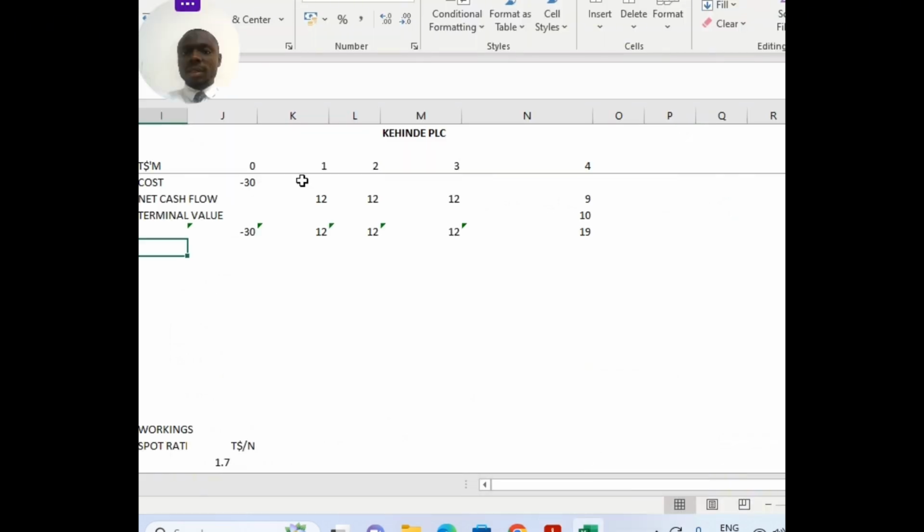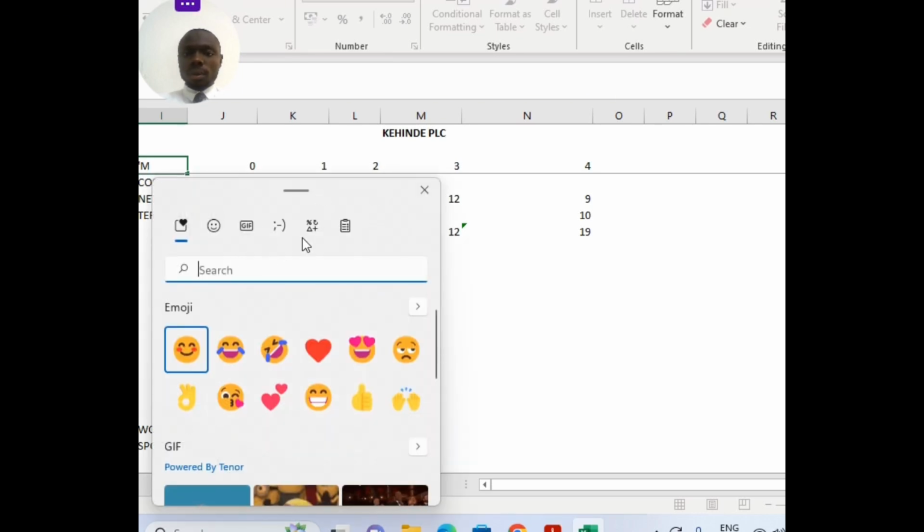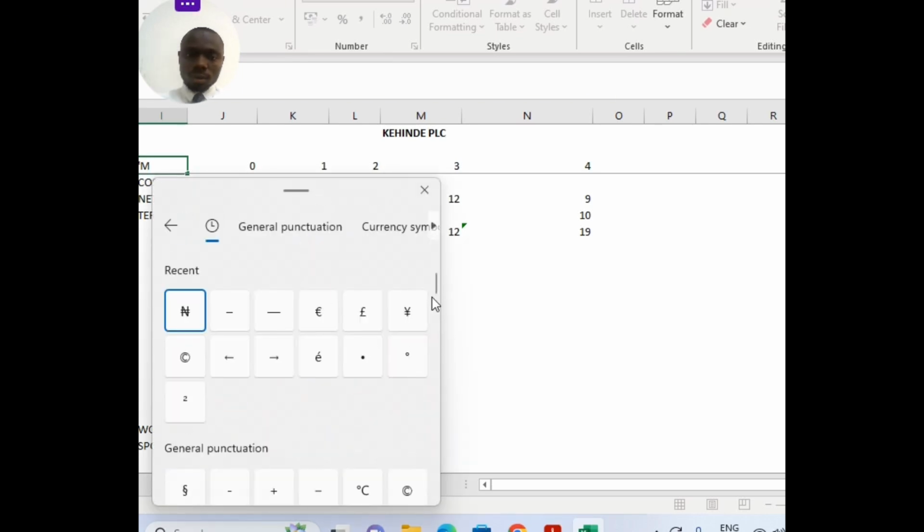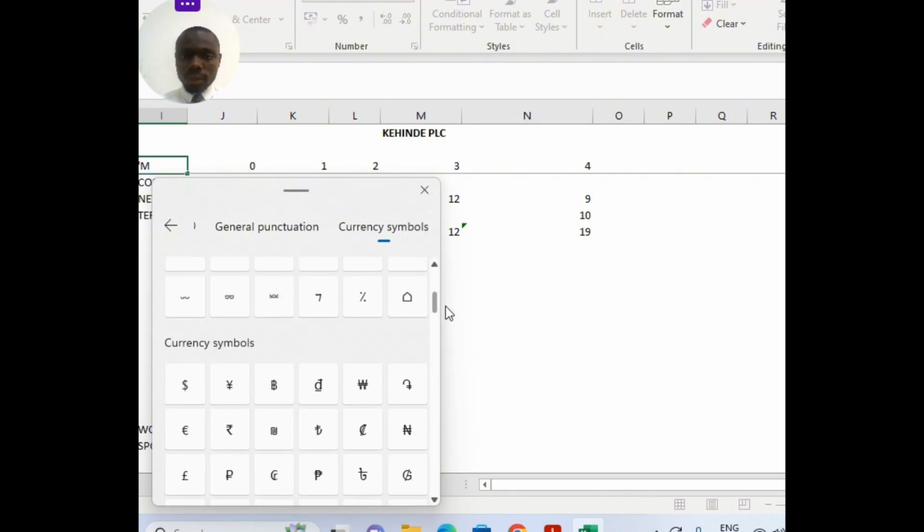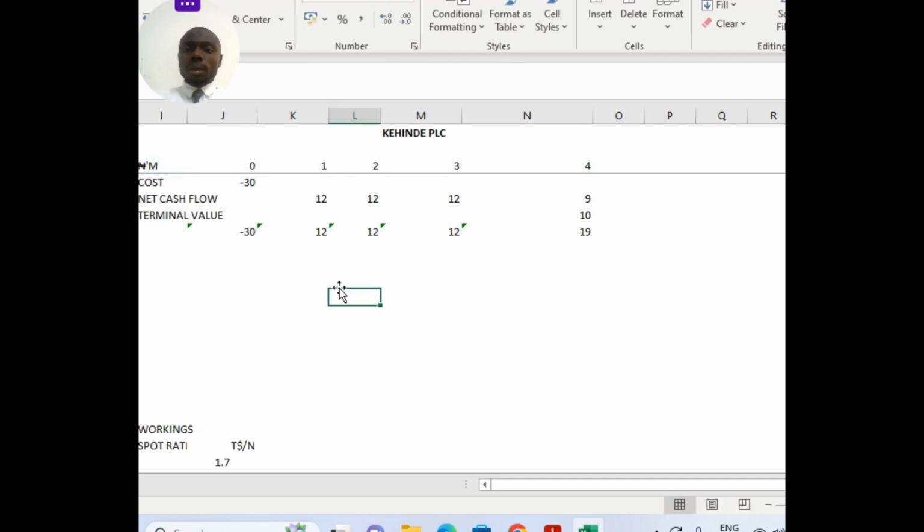Now, this is my Excel sheet. I've started something before now. This is Kehinde PLC. We're told to convert to Naira. Sorry, this is supposed to be in Naira, because M means million, please. So this is supposed to be in Naira. Let me check the Naira sign here. Okay, this is it.